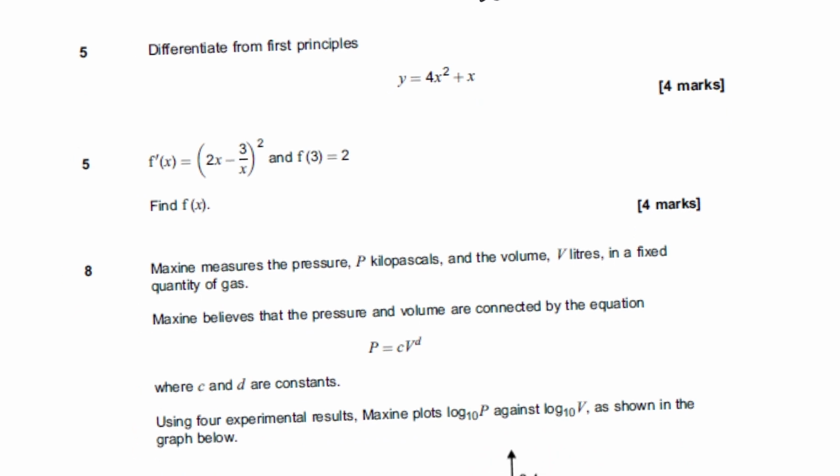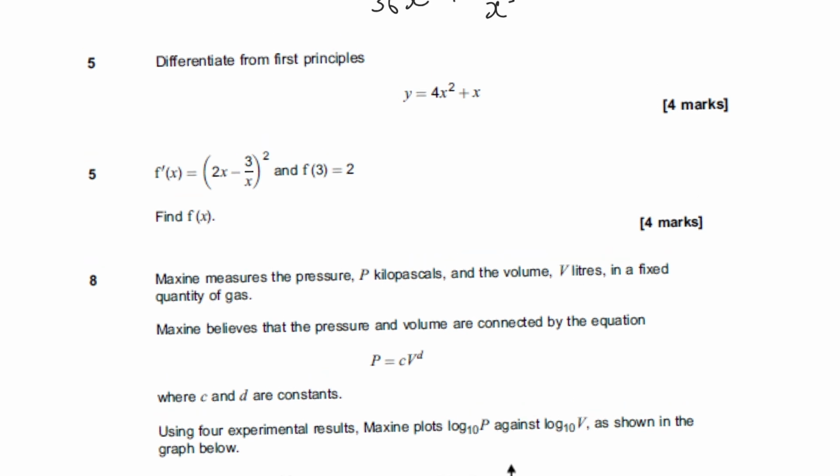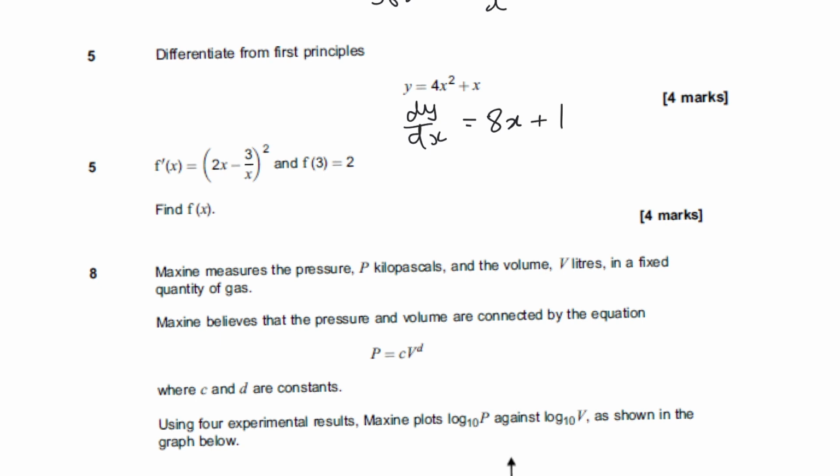Okay, so having a look at question 5, it wants us to differentiate y is equal to 4x squared plus x. So again, we're just going to do dy by dx. In this case, the power 2 times 4 would be 8, and then take away 1 off the power, it just becomes 8x. And then x is going to differentiate into 1. And that's literally that differentiated.